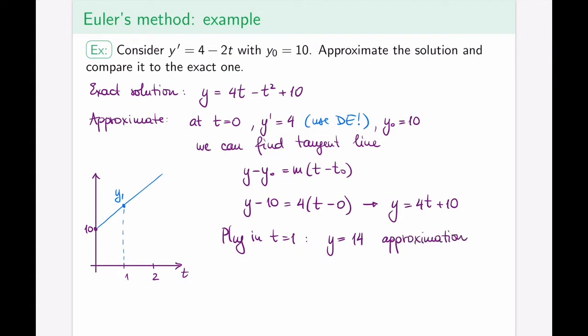What if I plug in t equals 1 into my exact solution? What is that going to give me? Let's see. 4 minus 1 plus 10 is going to give me 13. This is my exact solution. Not bad. My approximation produced 14. My exact solution is 13. But what's good about this approximation method is that I can reproduce these steps again at y1 and get the next tangent line and the next one and so on as many times as I'd like.